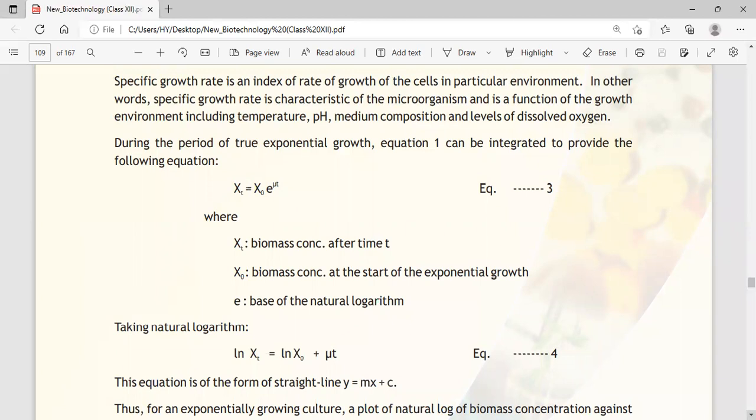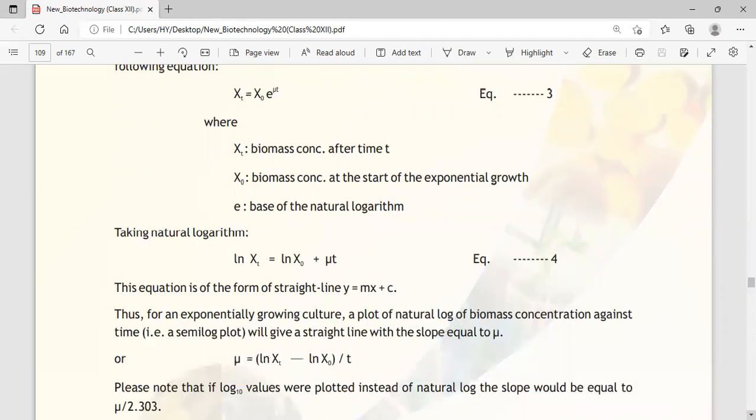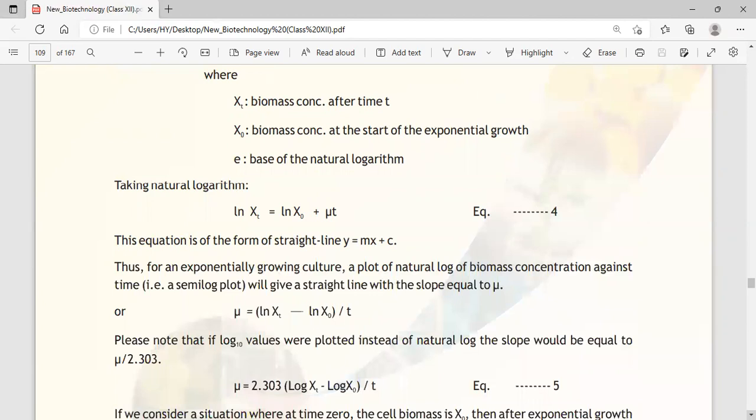Xt is the biomass concentration after time t. X0 is the biomass concentration at the start of the exponential growth. e is the base of the natural logarithm. Taking the natural logarithm, ln Xt is equal to ln X0 plus mu t.